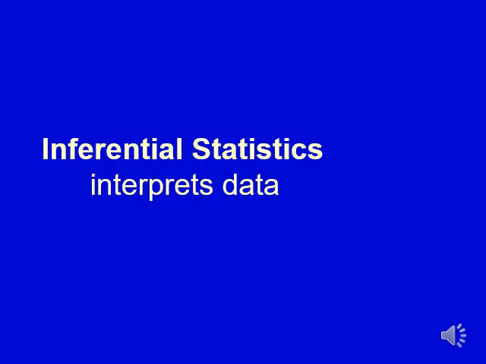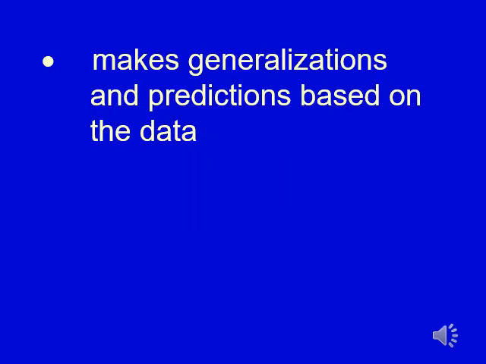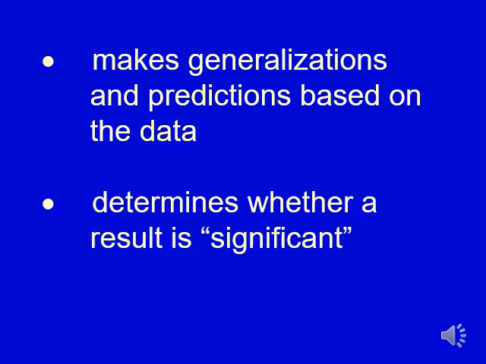What we do in inferential statistics is we interpret data. You look at the data and you make generalizations and predictions based on what's going on. The idea of making generalizations and predictions, that's exactly what infer means. The most important thing we're going to do in inferring things is determining whether or not the results we have are significant.